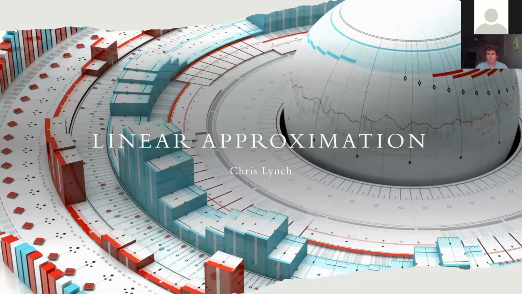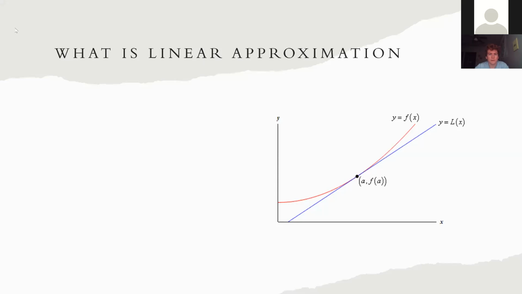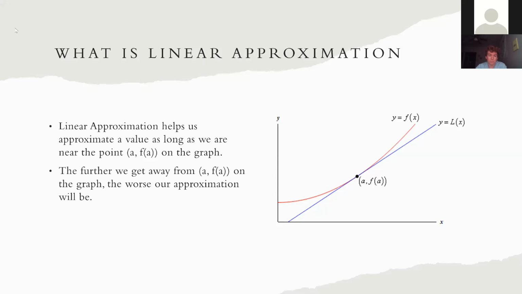Okay, so linear approximation. So what is linear approximation? Linear approximation helps us approximate a value as long as we're near the point a comma f of a. So the further we get away from this point on the graph, which I'll get more into, the worse our approximation will be. Just kind of keep that in the back of your mind.